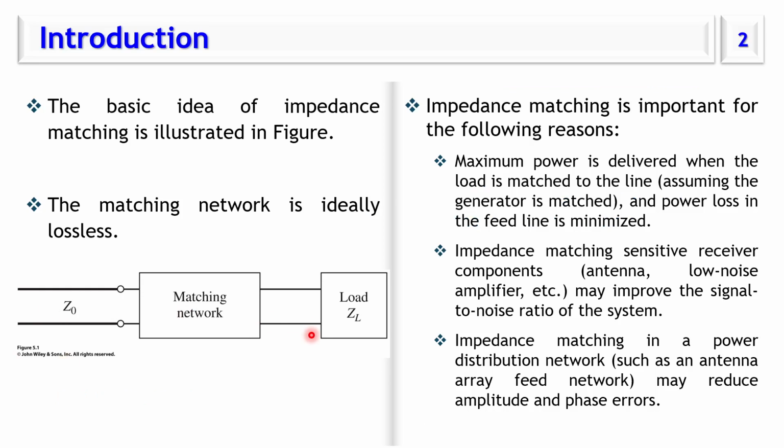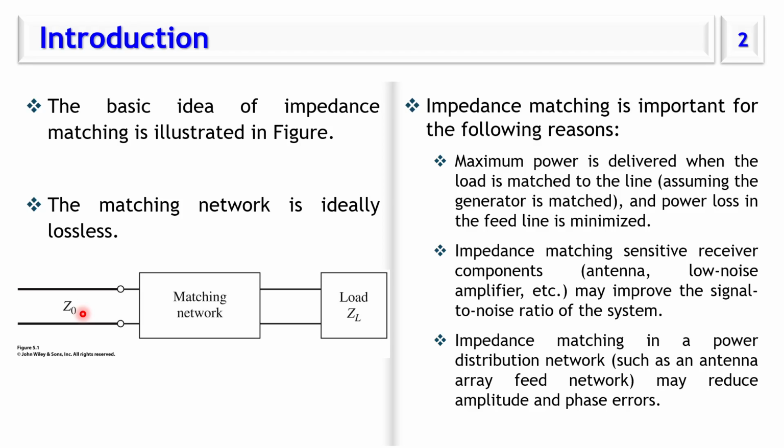So the idea of impedance matching is illustrated here, where we have our load, and here we have our source or signal generator, and there is a mismatch between the signal generator and the load. So we insert some sort of network in between the two of them so that the load will be matched to the source.